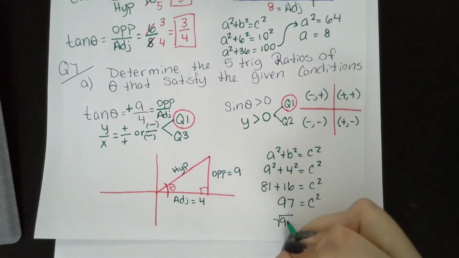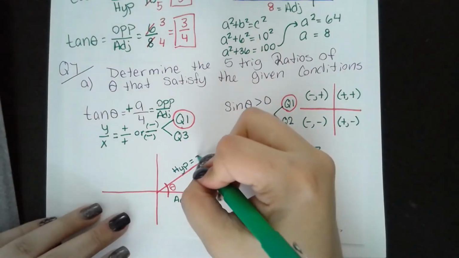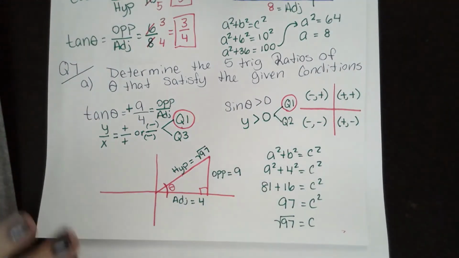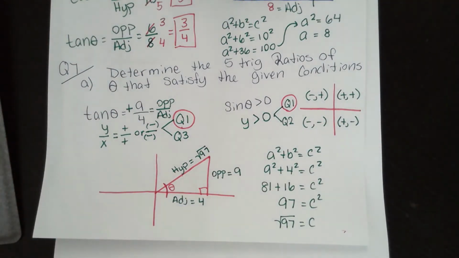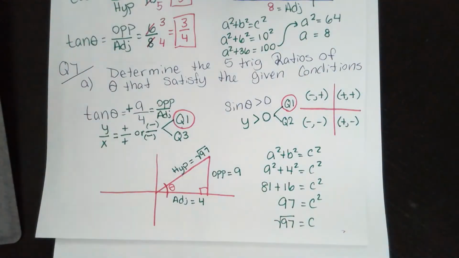And then the square root of 97 is c. So you're going to get a really large square root. That's okay if you got this already. Don't panic. It can't be simplified, so we're just going to leave it as the square root of 97. That's a lot of work in this problem, but we're not even started yet. We still have to evaluate the 5 remaining trig functions.